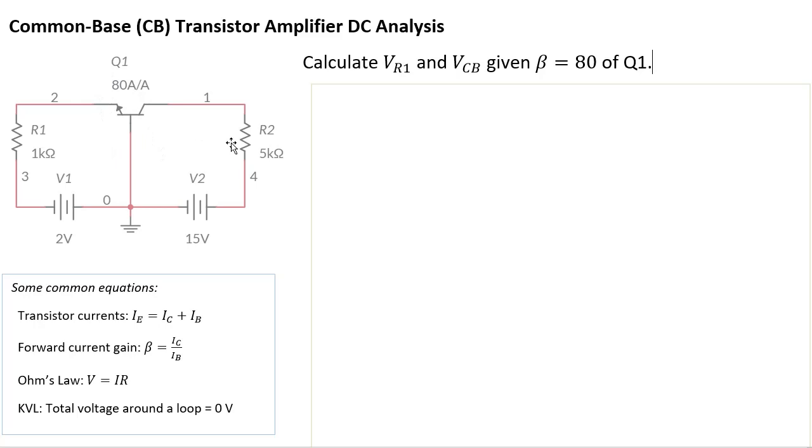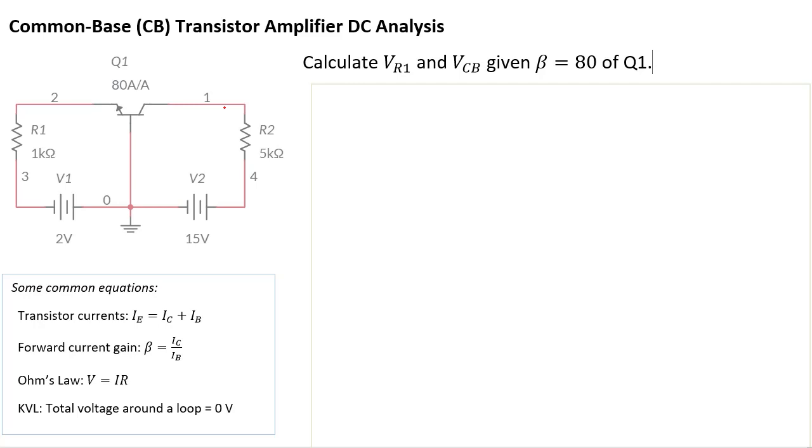All right. So first, on the bottom left here, I just put down some common equations that you should already know. Let's start with first of all labeling our diagram. I'm going to use red to represent current. Because we need to figure out what is the voltage across R1 and VCB, we need to know what kind of currents are flowing through the two loops.